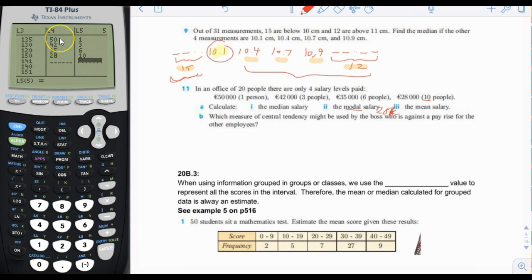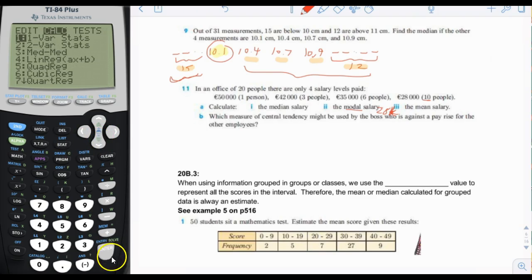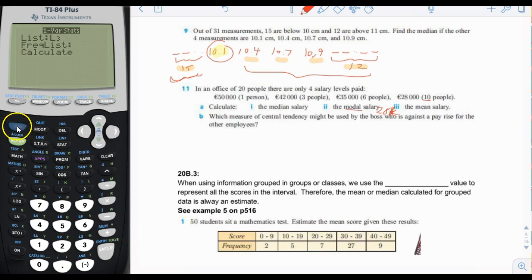Okay, and I took a shortcut here. Instead of putting 50,000, 42,000, etc., I just put 50, 42, 35, and I'm going to remember that these represent thousands and not ones. And so now I'm going to do a stat calc, 1-bar stats, on L4 and L5, and then calculate to get the median and the mean.